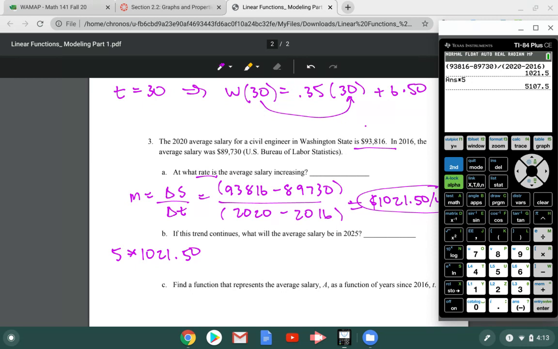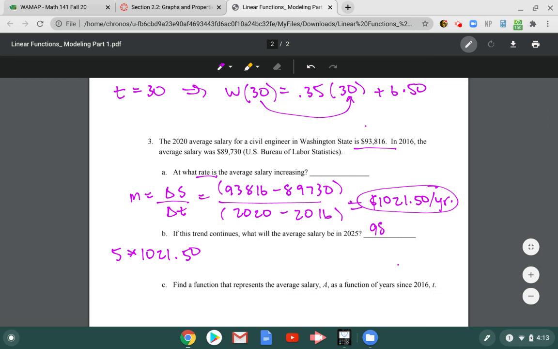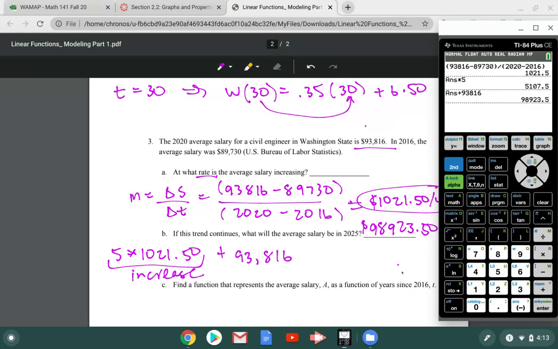So my salary is going to increase $5,107.50. And that's from the 2020 salary. So we want to do this answer plus 93,816. So we get 98,923.50. So I'm going to take this increase, this is my 5-year increase, and I'm adding it to my 2020 salary. And then just to make sure I got that right, 98,923.50. Great.